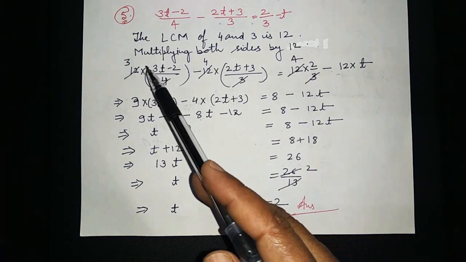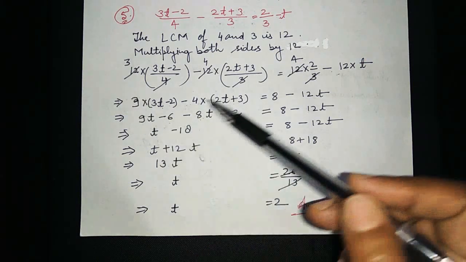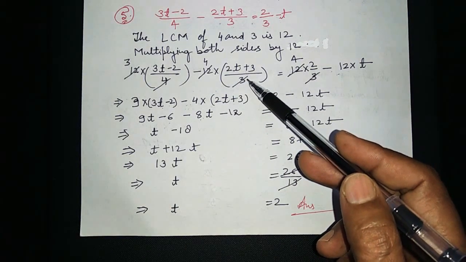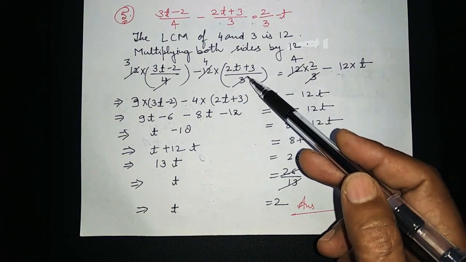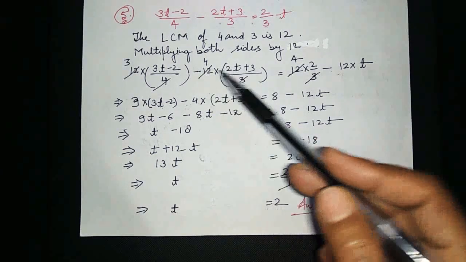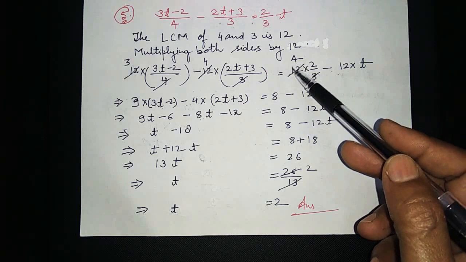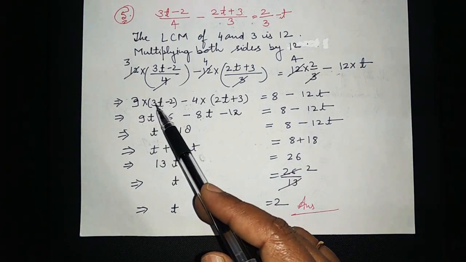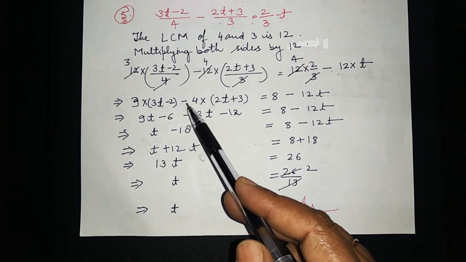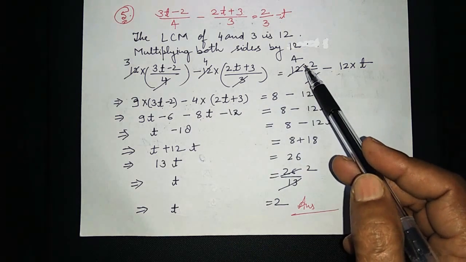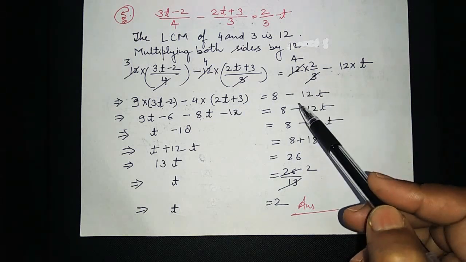Now 4 1 ja 4, 4 3s are 12. We will reduce here and in the next term also we will do this same thing. 3 1s are 3, 3 4s are 12, 3 1s are 3, 3 4s are 12. Now next equation will be 3 into 3t minus 2 minus 4 into 2t plus 3 is equals to 4 2s are 8 minus 12t.